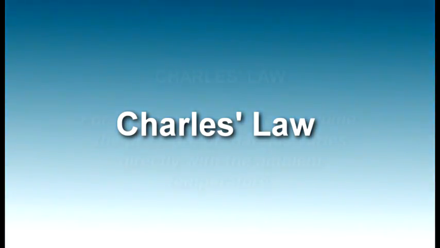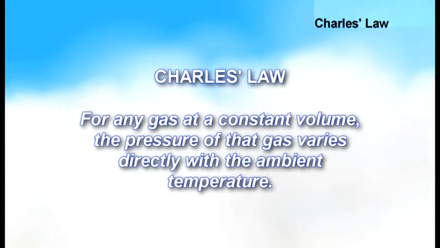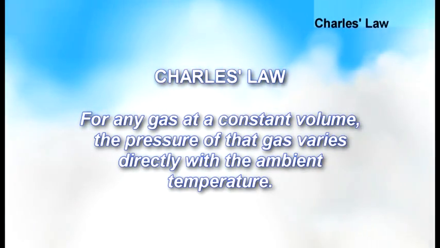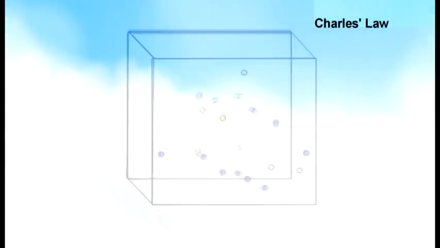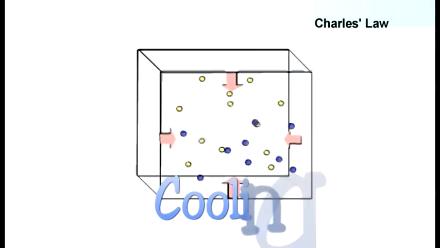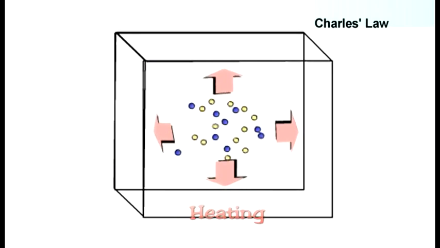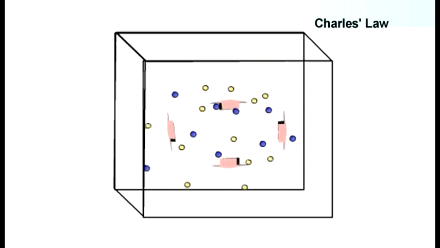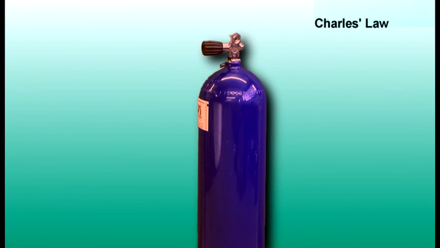Charles' law, sometimes referred to as Gay-Lussac's law, states that for any gas at a constant volume, the pressure of that gas varies directly with the ambient temperature. Or, cooling a gas decreases its volume, and heating a gas increases its volume. You would, therefore, not want to leave your air cylinder or tank in a hot car, for example.